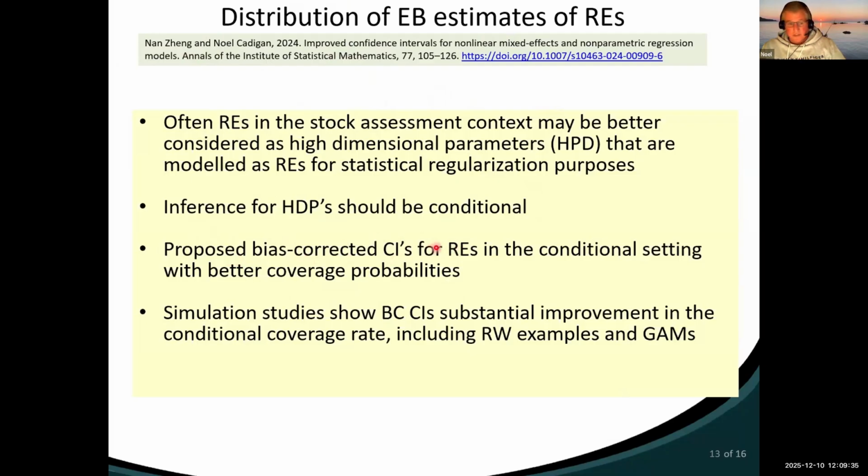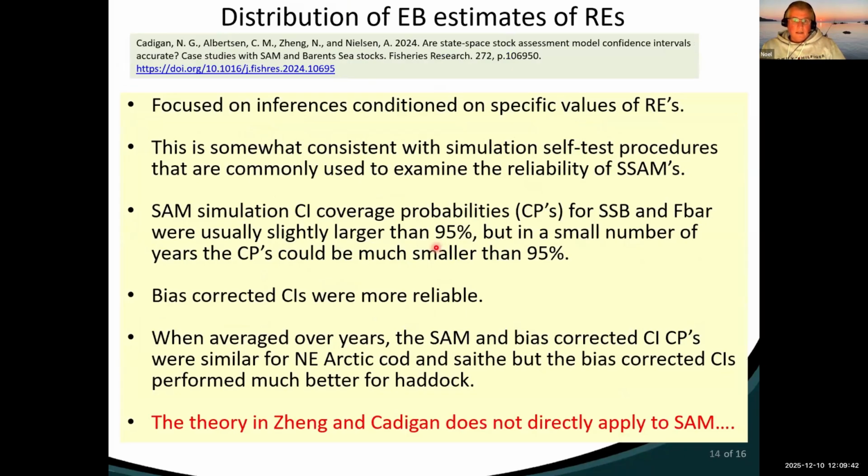we propose some bias correction procedures in the conditional context. And then in another paper, we actually applied this to look at how accurate SAM confidence intervals were. Not bad, but the SAM coverage probabilities were usually larger than 95%, but in a small number of years could be smaller than 95%. The bias corrected confidence intervals from the previous paper were more reliable, but it was not straightforward to apply that.